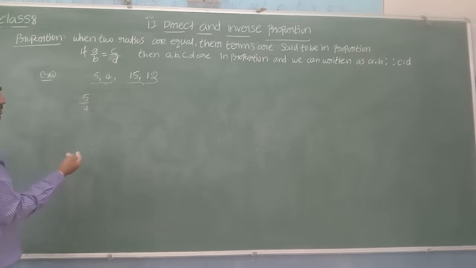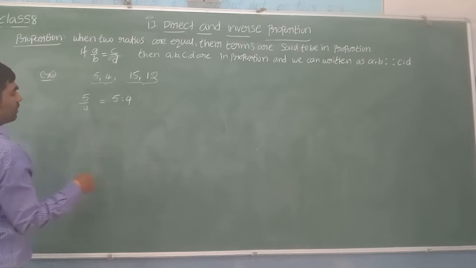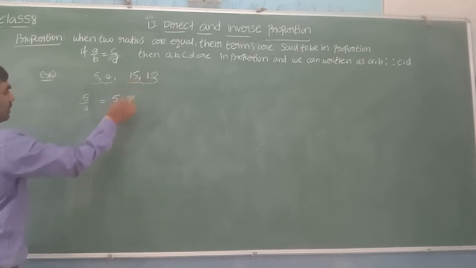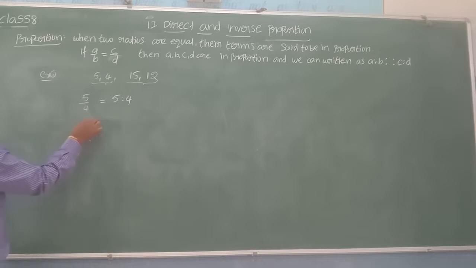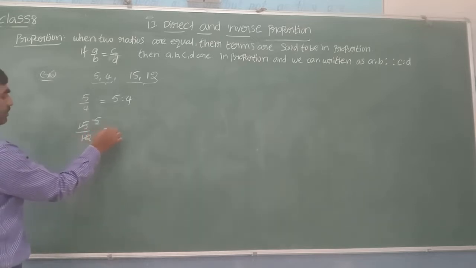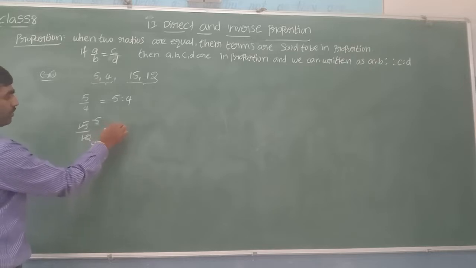What is the common factor? No common factor other than 1. So the ratio is 5 is to 4. Again you can find the ratio of the remaining two terms. 15 by 12. 3 fives are 15, 3 fours are 12. 3 is the common factor. 5 by 4. No common factor except 1 now. You can write the ratio as 5 is to 4.